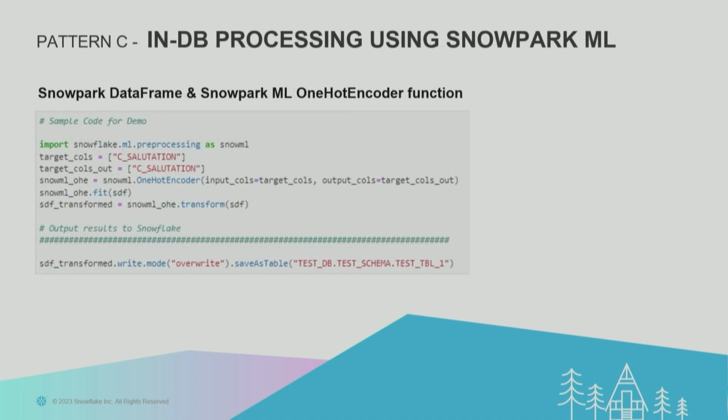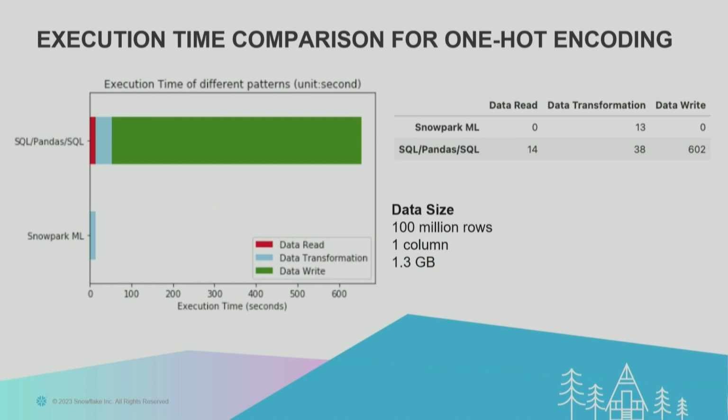This is how the code is done within Snowpark ML. The usage is very similar. It has very similar APIs: fit, transform, and write back to the table. But the performance is very different. As you can see, in Snowpark ML, we eliminated the data read and data write, and this cut most of the execution time. And by using distributed parallelism, the data transformation is also fast.